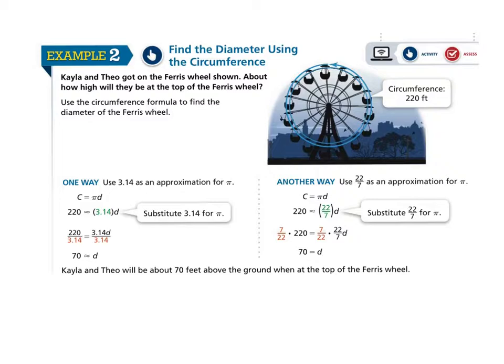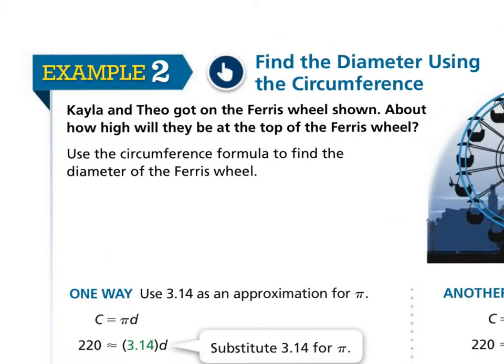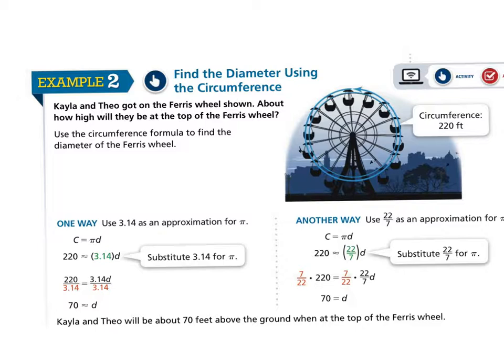So look at example 2. Kayla and Theo got on a Ferris wheel, shown. About how high will they be at the top of the Ferris wheel? So this is a rough approximation here. Circumference is 220 feet. So they know how far around this is.